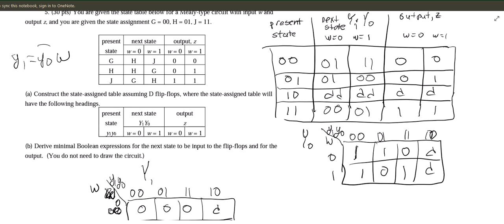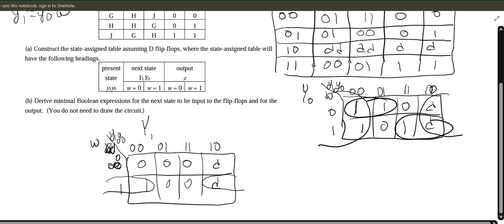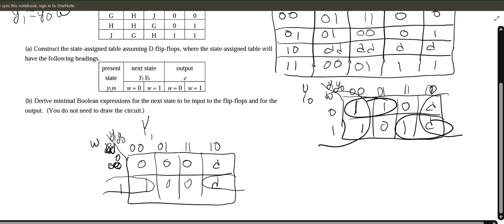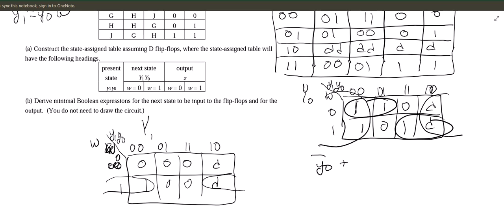Okay, so we have this group, and we have this group, and we have this group. So the group of 4, that would be Y0 bar. And this group of 2 is Y1 W. And this group of 2 right here does not look like I have that right on my notes.